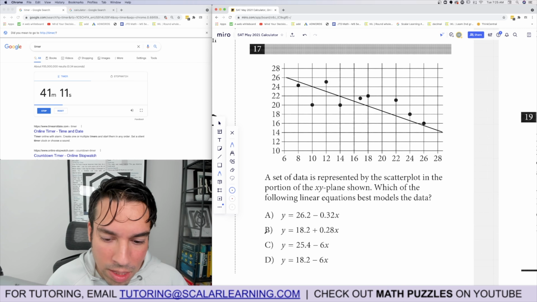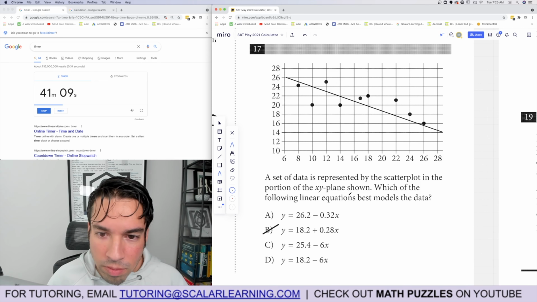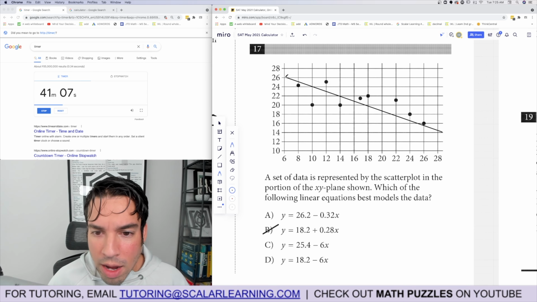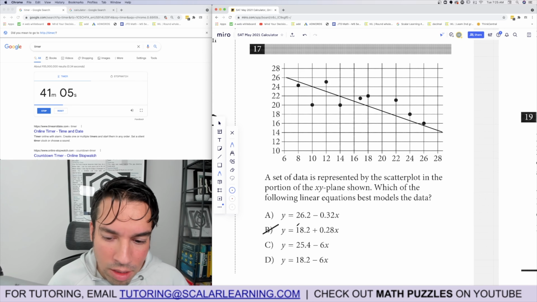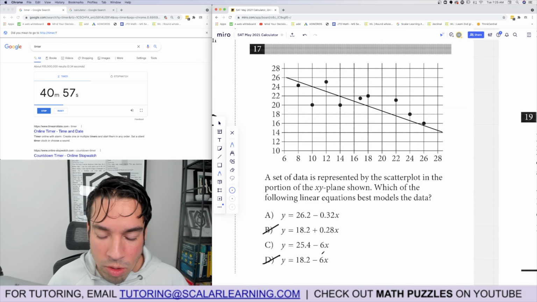That's nice because I can eliminate this guy. That's a positive slope. I also see that I should have a y-intercept of around 26. So that's going to probably eliminate this guy as well. I'm guessing it's C because I don't know. I'm just guessing that because they have two similar negative slopes.